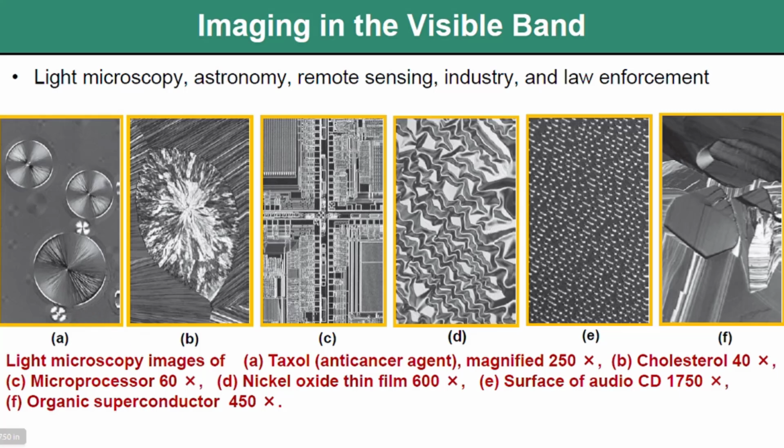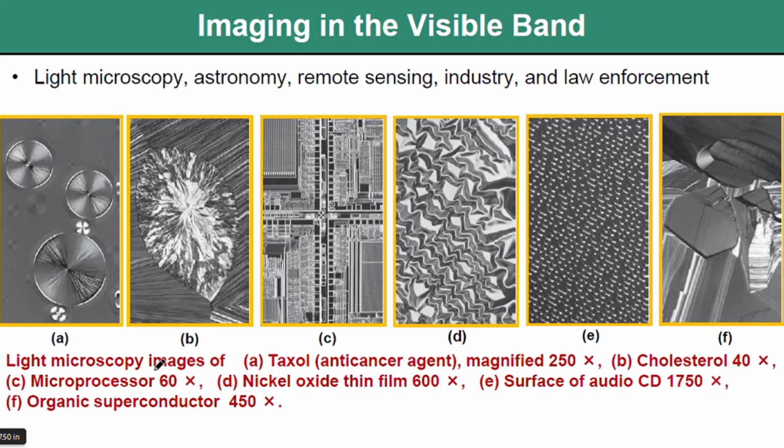If you see one by one, the first one is Taxol, an anti-cancer agent, magnified 250 times. The second one is cholesterol, 40 times magnified. The third one is a microprocessor, 60 times magnified. And this is a nickel oxide thin film, 600 times magnified. And this is the surface of an audio CD, 1750 times magnified. And the last one is an organic superconductor, 450 times magnified. What are you going to get by having these light microscopy images?